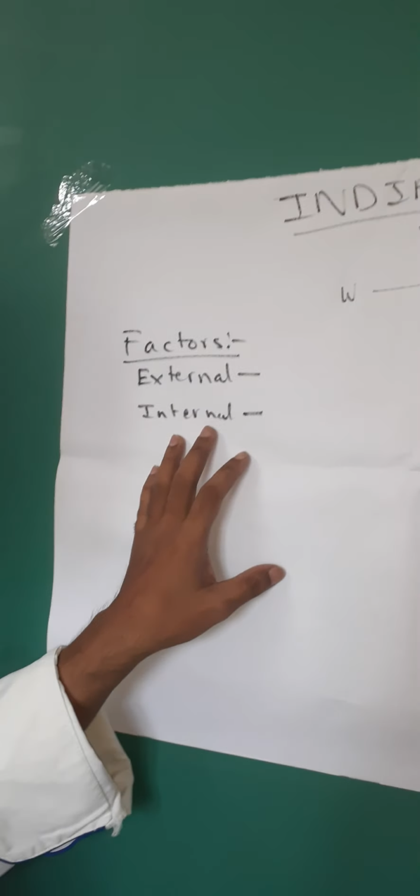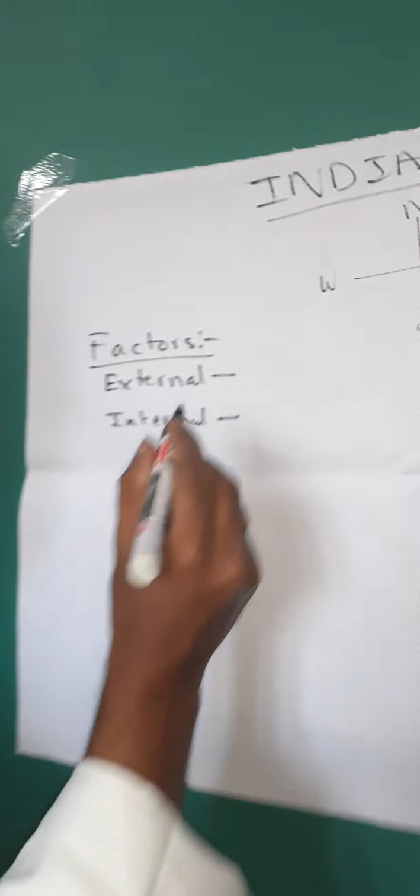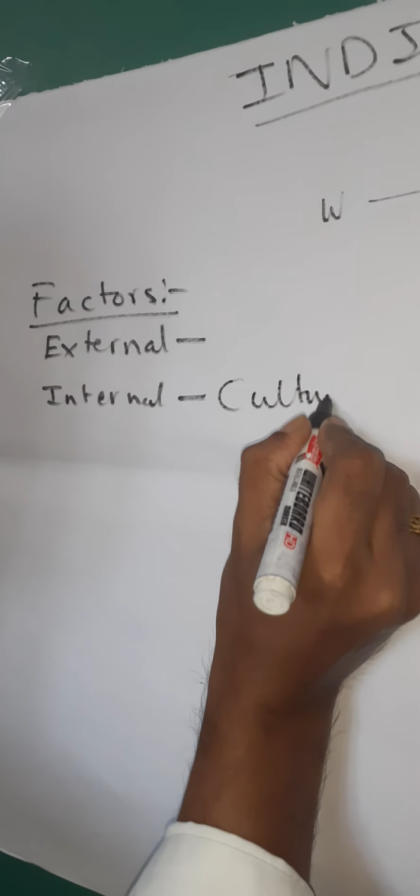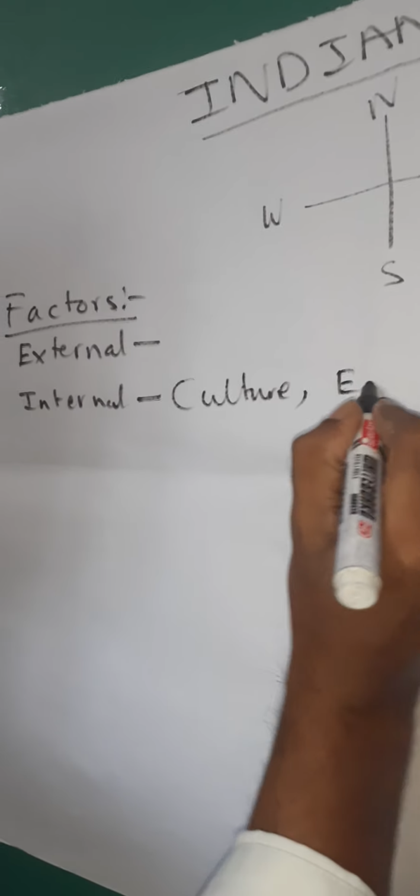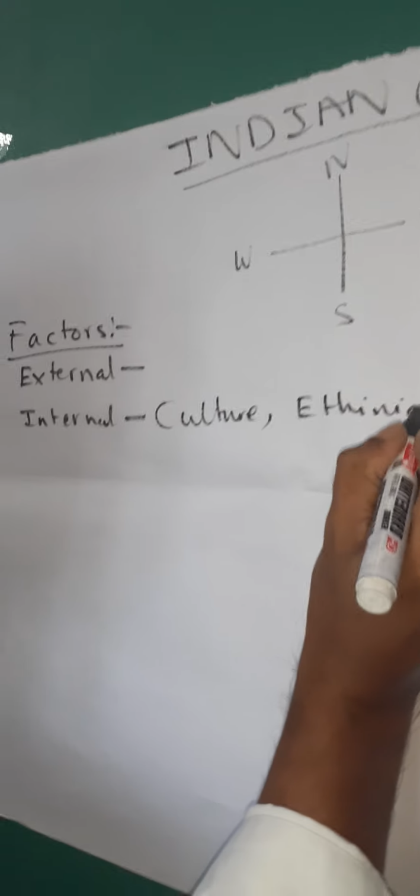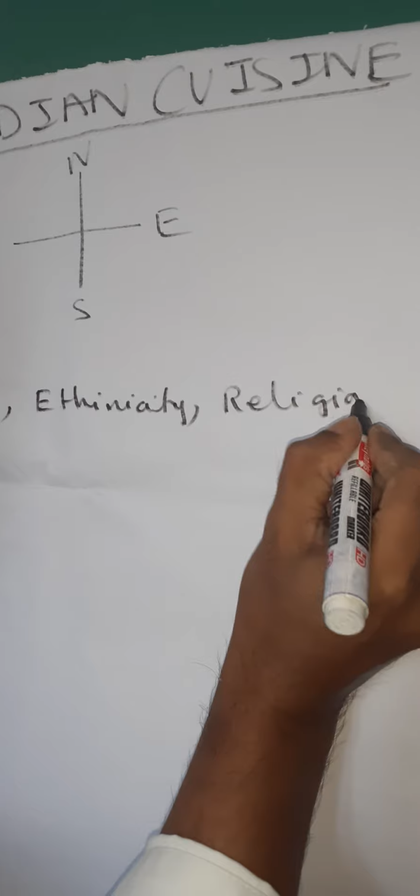When we are talking about the internal factors, we are going to talk about the factors which have influenced inside our country. So internal factors are, for example, the culture, the ethnicity, the religion, soil, availability, to name a few.